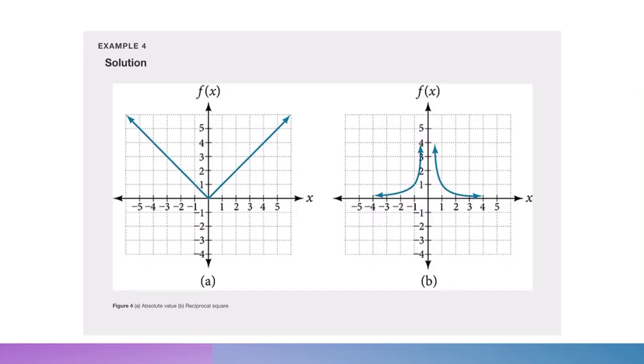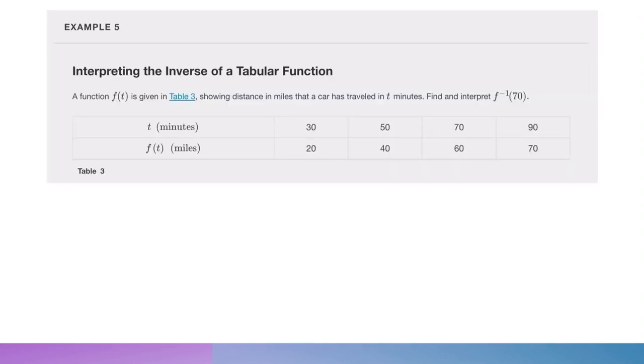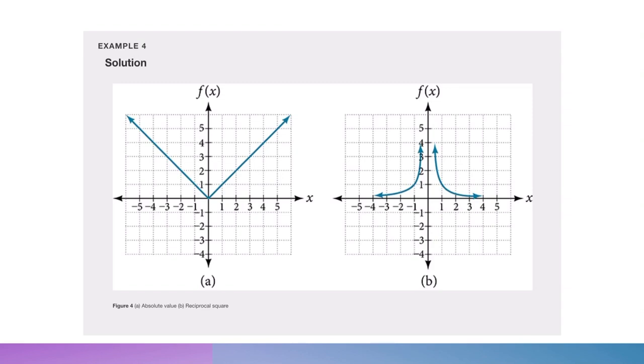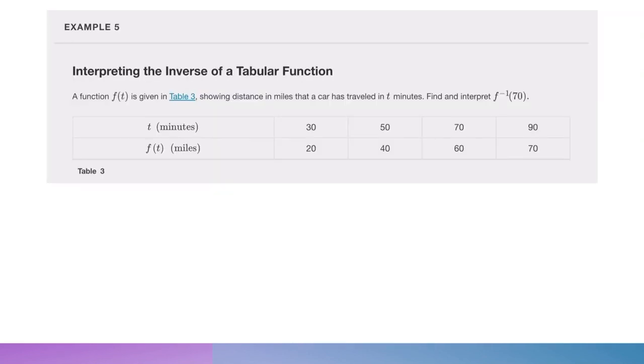Okay. So that's the absolute value, right? There's the reciprocal squared function on the right hand side. Well, constant is showing, but it should be a flat horizontal line.